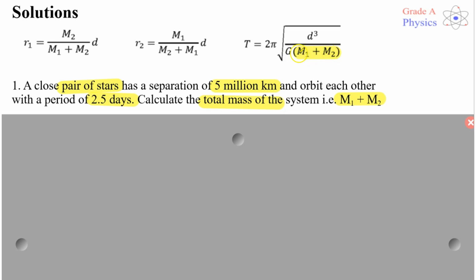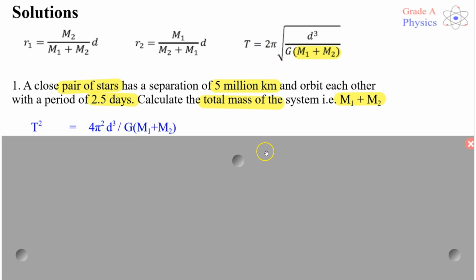This is what we're trying to find. We know big G, we're given the distance, and we're given T as well. So in effect, all we need to do is rearrange this to make m1 plus m2 the subject, but that can cause confusion. You do need to be confident with your algebra. So we need to get rid of this square root sign. The first stage is to square both sides.